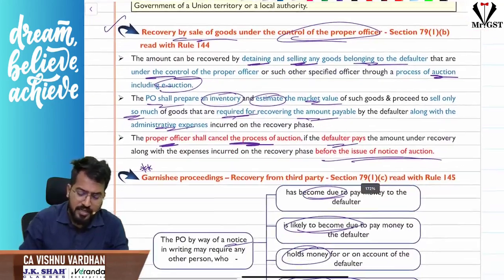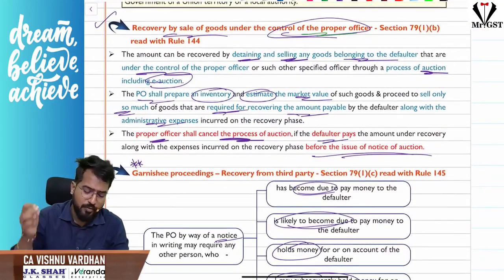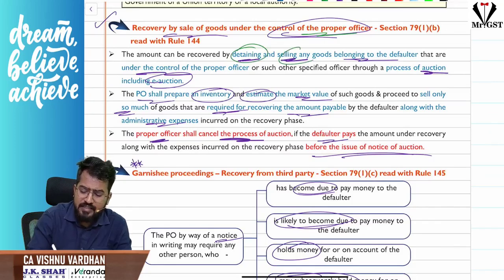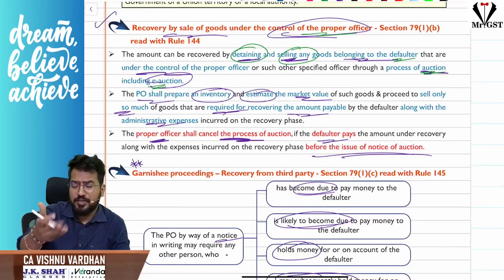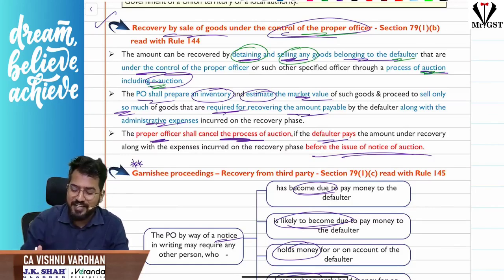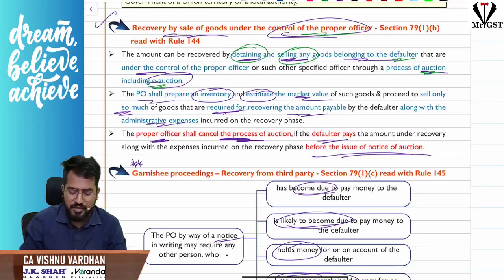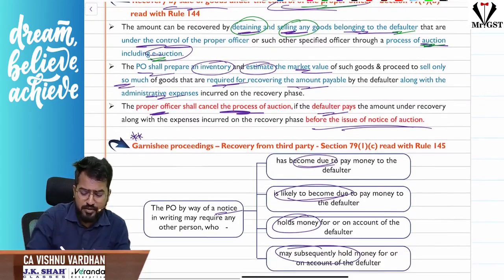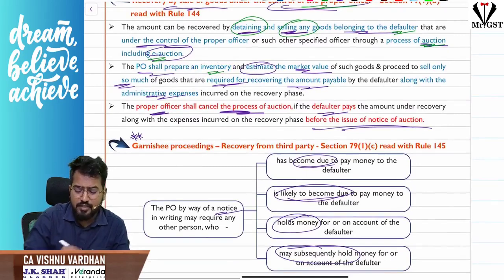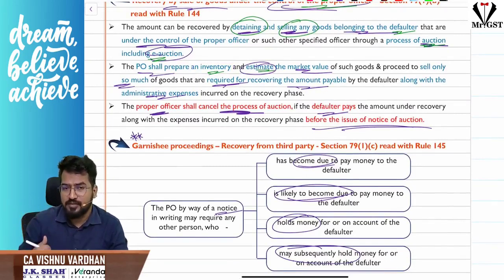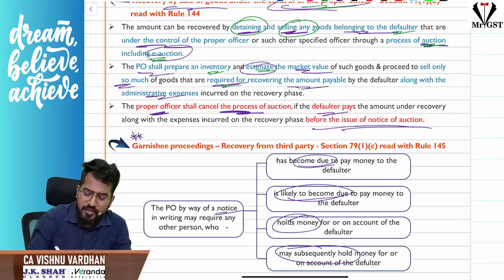Next, recovery by sale of goods which are under the control of the proper officer. Sir, we can detain and sell any goods belonging to the defaulter by following the option called auction, including e-auction. E-auction is also possible. Before that, what the proper officer has to do is prepare the list of inventory and estimate his market value, and based on how much we are supposed to recover from him, based on that we have to sell the goods.